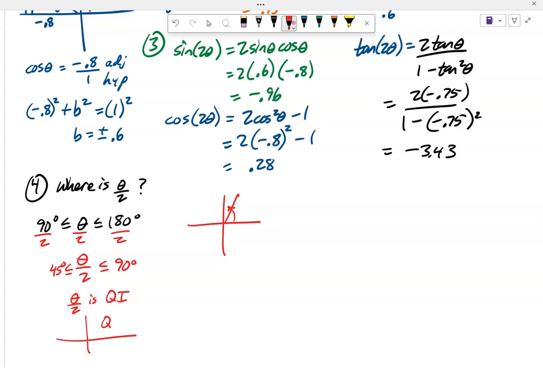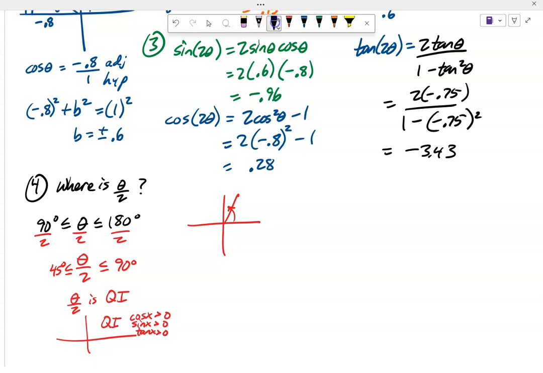Well, in quadrant 1, x is positive, so I know my cosine is positive. My y is positive there, and so my tangent's also going to be positive there, right? So that goes for theta over 2. Cosine theta over 2 is positive, and so on. All of them are positive.